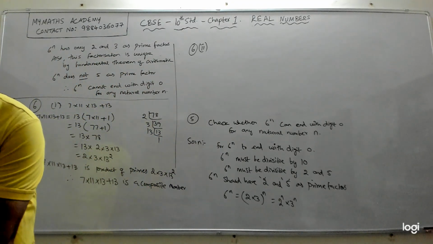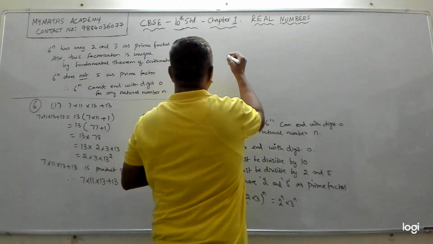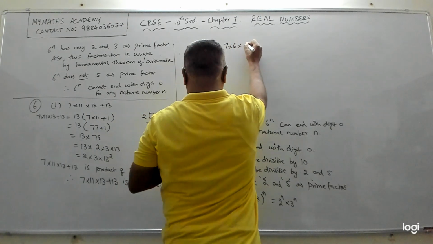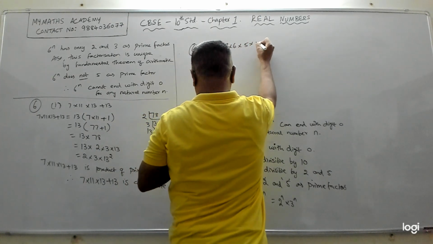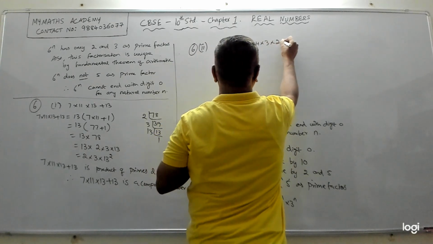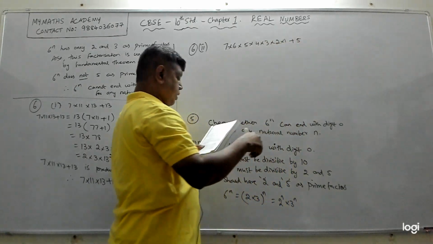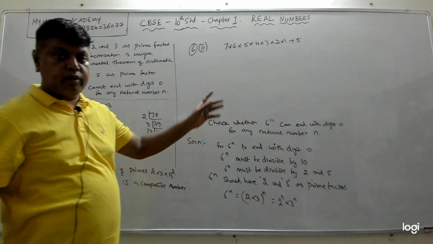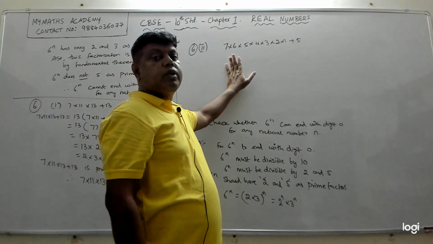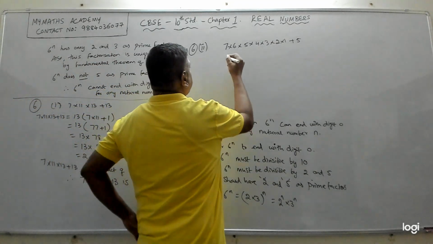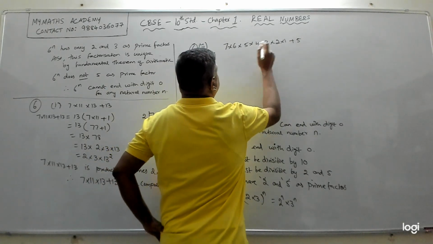We have to show again that 7 into 6 into 5 into 4 into 3 into 2 into 1 plus 5 is a composite number. We have to explain why this is a composite number. Now what do we do again here? What is common here? 5 is common.